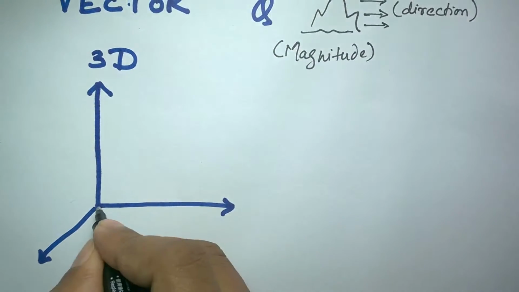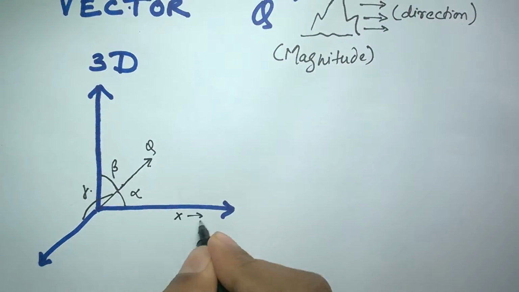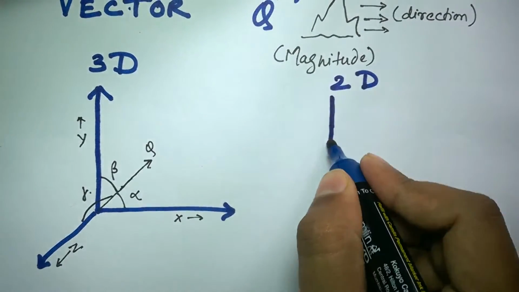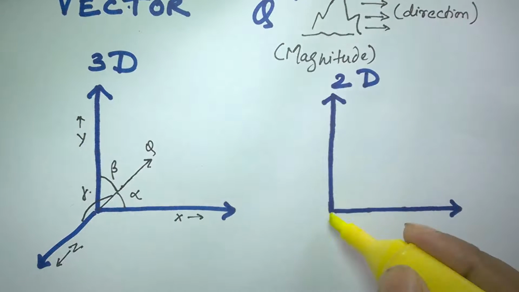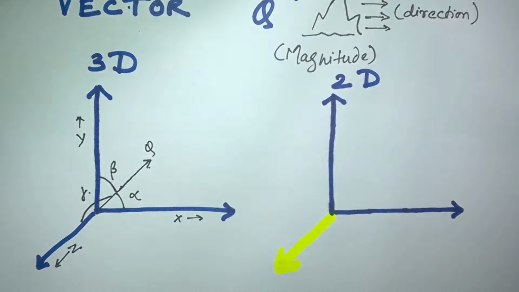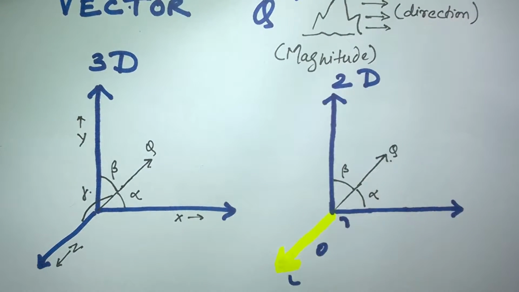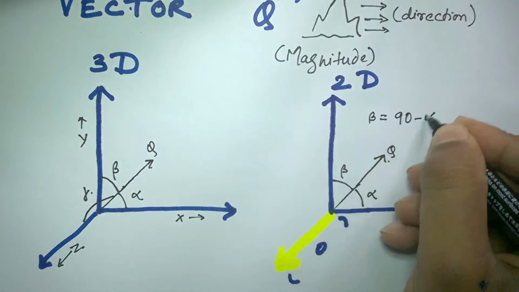Let us assume a quantity q working at an angle alpha, beta, and gamma along x, y, and z axes respectively. It can also be represented in 2 dimensions. The only difference in 2 and 3 dimensions is that one of the dimensions is reduced to 0, and the quantity works at an angle alpha along x-axis and beta along y-axis, where beta is equal to 90 minus alpha.